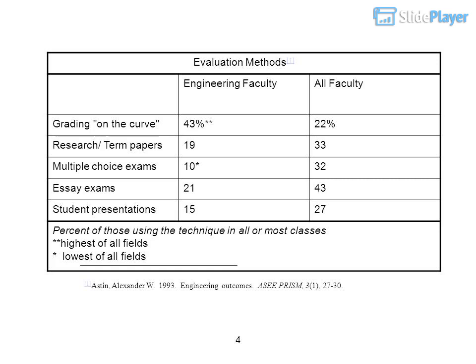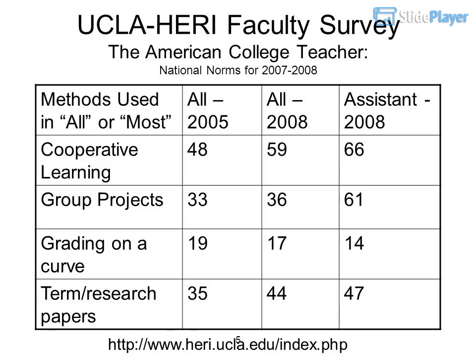1. Astin, Alexander W. 1993. Engineering Outcomes. ASEE Prism, 3-1, 27-30. 4. UCLA Higher Education Research Institute Faculty Survey. The American College Teacher, National Norms for 2007 to 2008.